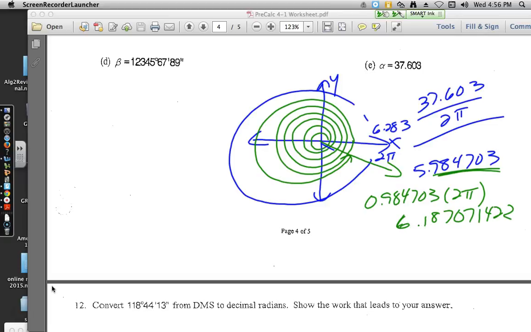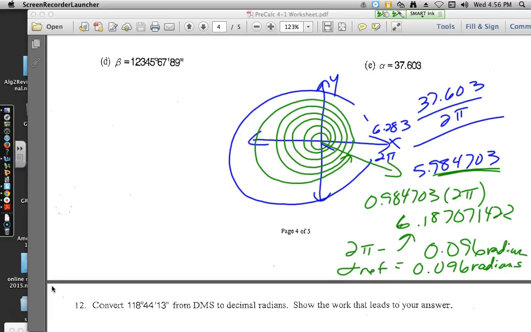So to figure that out, I have to take my 2 pi and subtract this value. That's 6.187071422. And that gives me 0.0961. That is the radian measure that I need for my reference angle. So for this one, alpha reference is going to equal 0.096 radians.